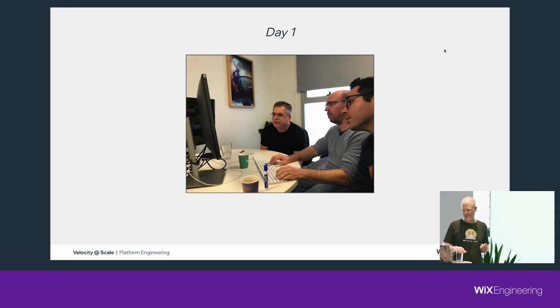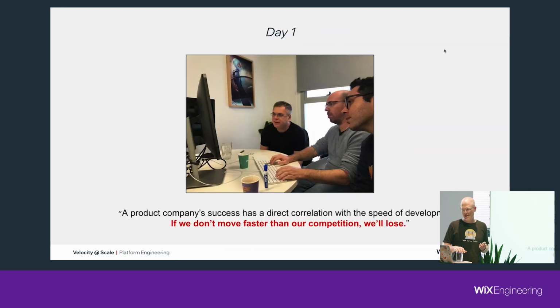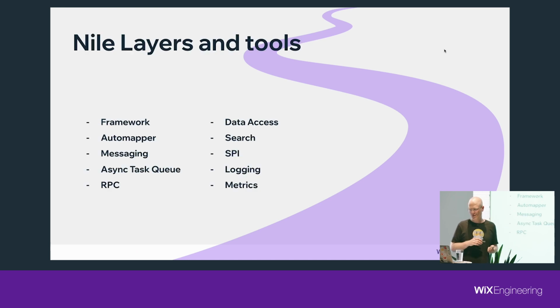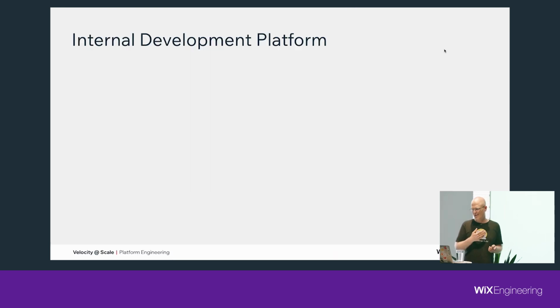From this point on, all the yearly roadmaps of the company started with this line: a product company's success has a direct correlation with the speed of development. If we don't move faster than our competition, we will lose. And we built Nile. Nile is an internal development platform. It has solutions for everything that was in the previous slide, everything that we talked about in the open platform microservice, right? It's a major change in mindset, right?